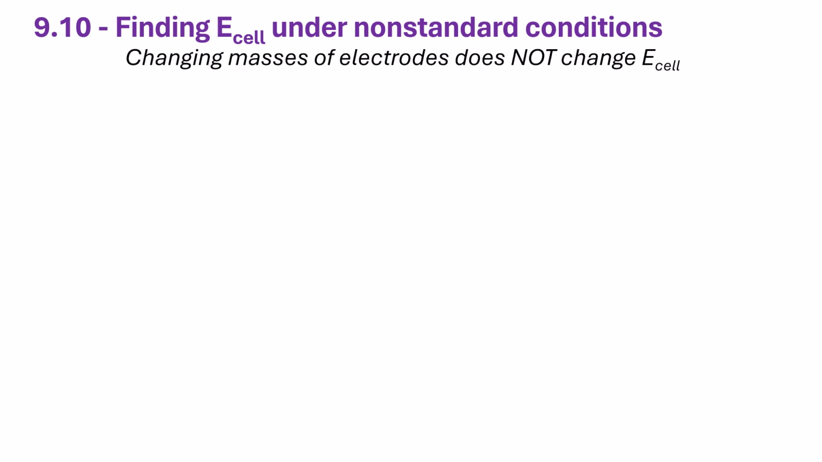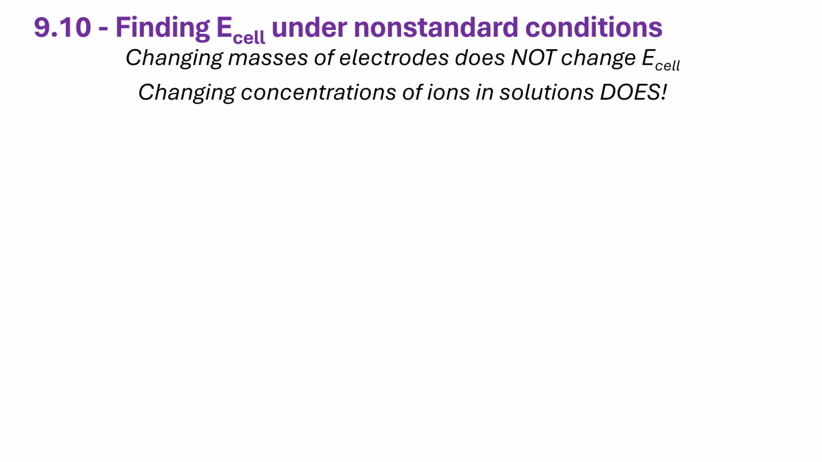So everything we've talked about to this point in terms of calculating voltage for a voltaic cell has been under standard conditions. And we really haven't talked too much about what that means, but it's room temperature, right? We know that already. It's also 1 molar though. So the concentrations of the solutions in our beakers have always been 1 molar to this point. Now, we already know that changing the masses of the electrodes doesn't change the value of the cell potential, but changing the concentrations of the ions in the solutions does.